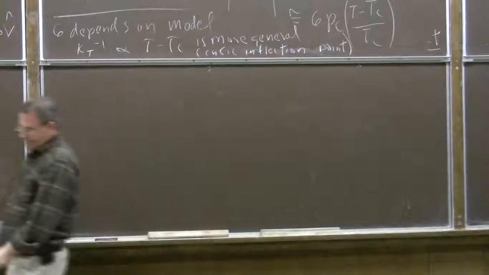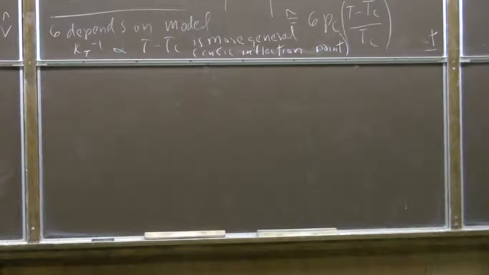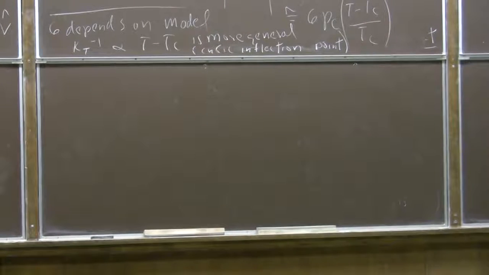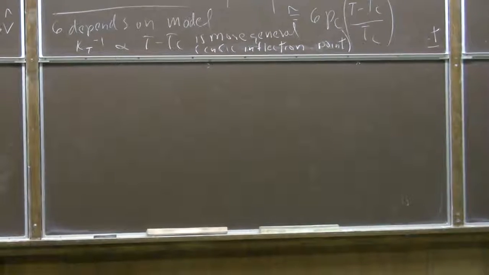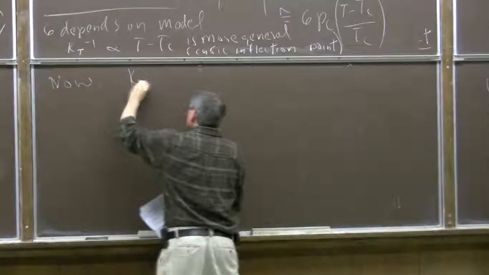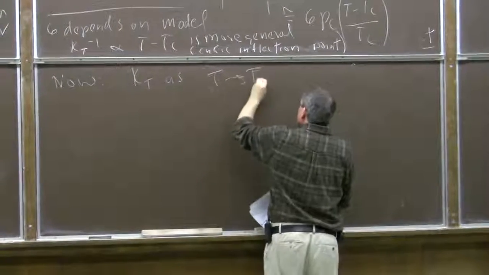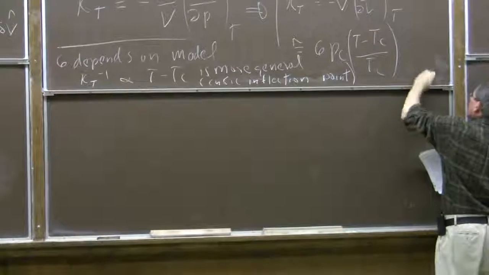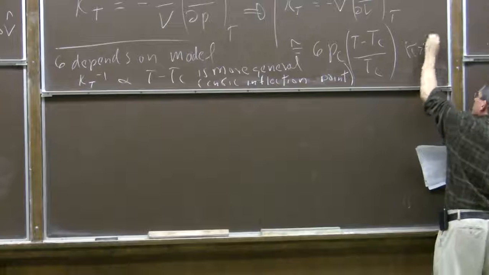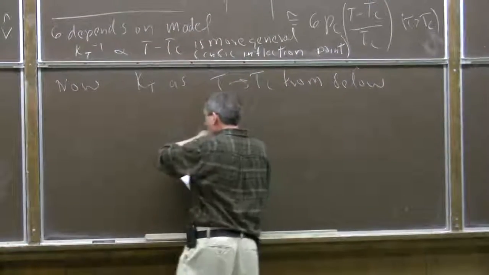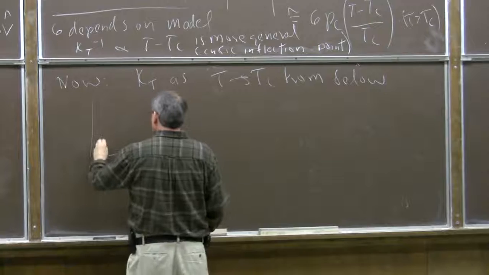All right, so as long as we've come this far, let's ask, what happens to the compressibility when we approach the critical point, but this time come up to the critical temperature from below? Well, now it's a somewhat different calculation. So kT as tau goes to tau critical from below instead of above. What we found here was derived under the assumption that tau is greater than but close to tau critical. And the reason it's a little different is that now there's a volume discontinuity.